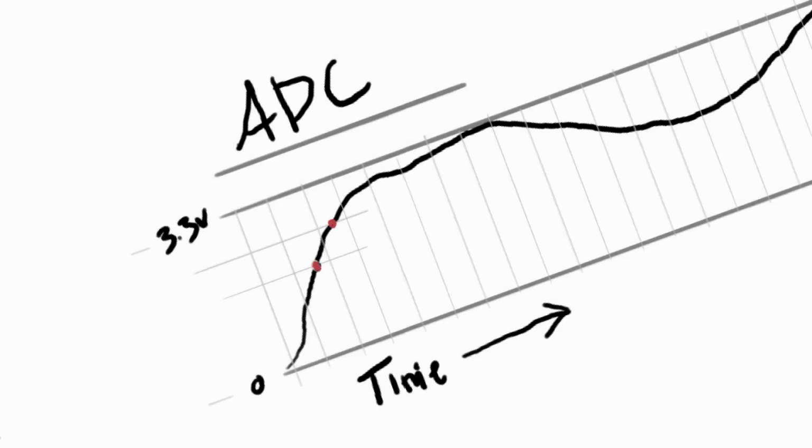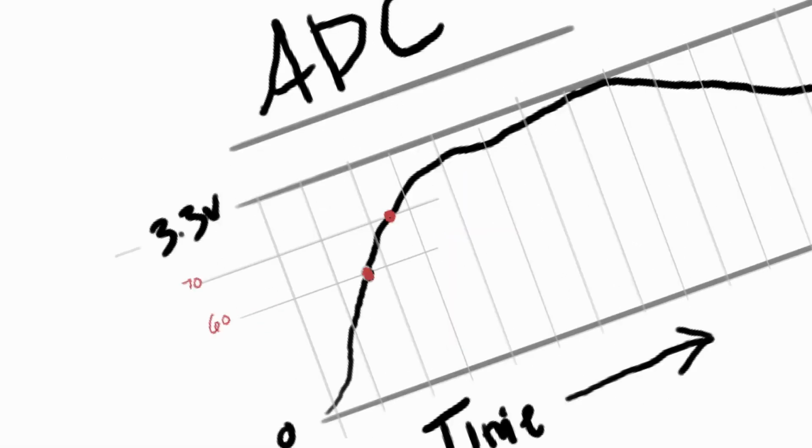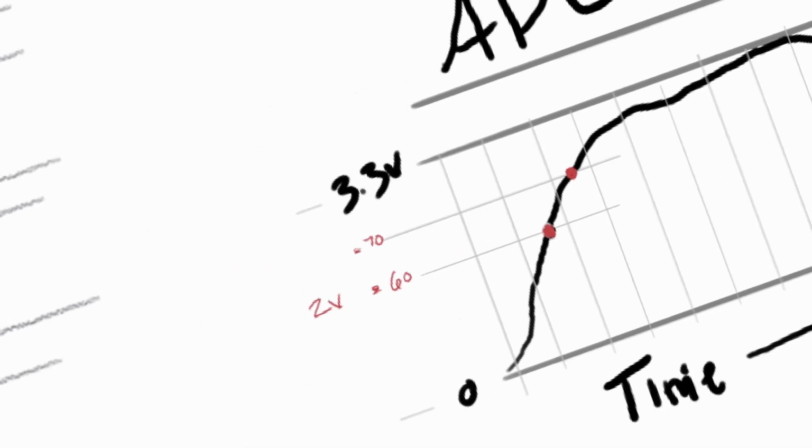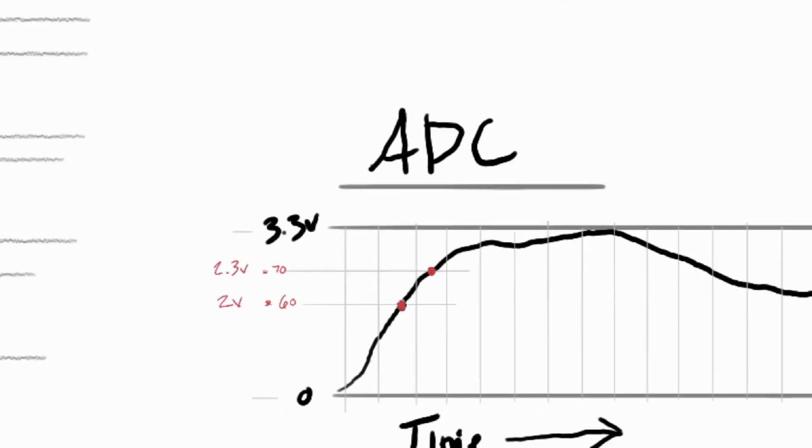So let's say this is 60 degrees here, and this is 70 degrees. This would be the voltage at 60 degrees here, and this would be the voltage at 70 degrees. It means that the voltage here would be around 2 volts, and this would be around 2.3 volts. A microcontroller is not going to take a voltage and then give you 60 degrees unless you create a computation for that.